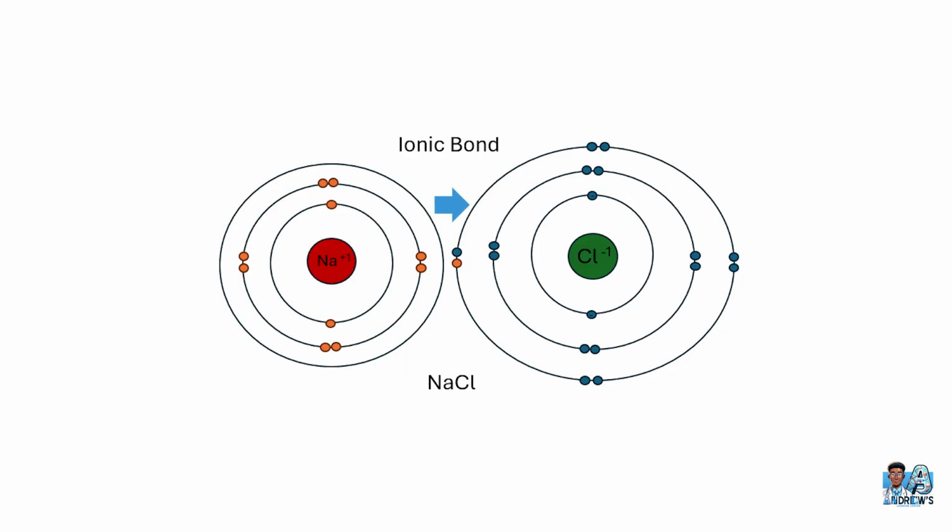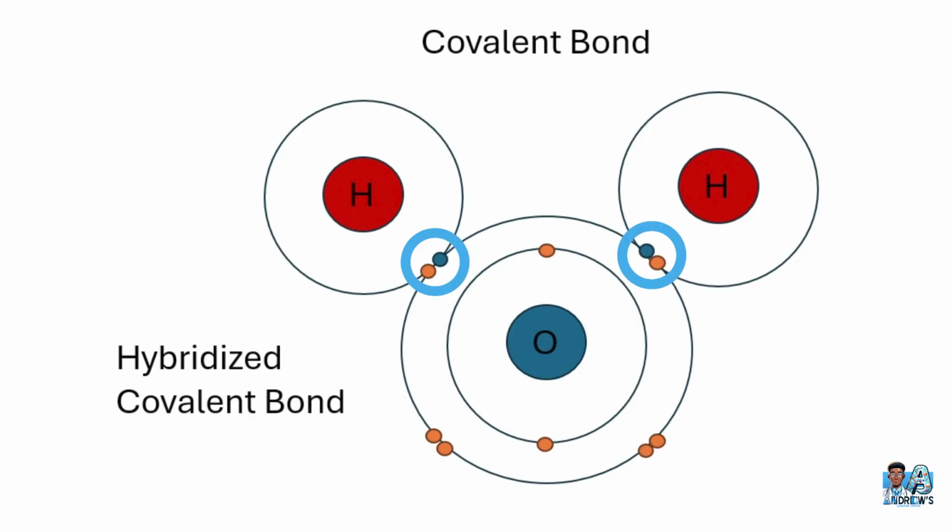For example, sodium chloride, where sodium has transferred an electron, making it positively charged, and chlorine has accepted an electron, making it chloride, the negatively charged ion, and their electrostatic interactions allow them to bind together. So that's an example of transferring an electron, an ionic bond. When atoms share an electron, this is called a covalent bond.